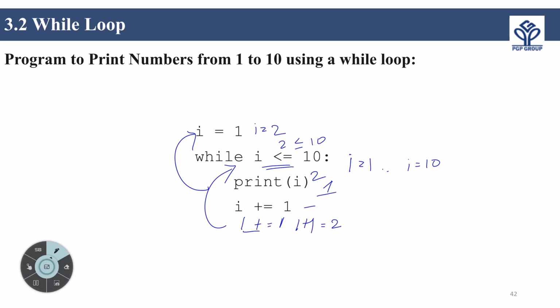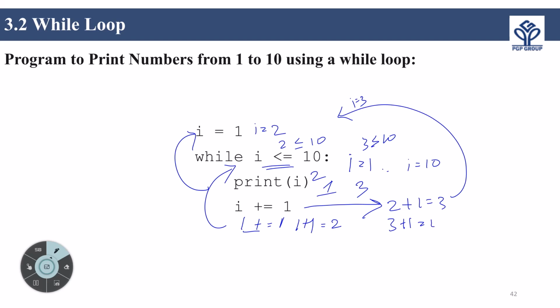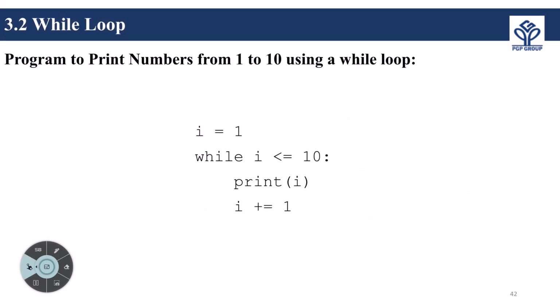2, this side updated, 2 plus 1 is equal to 3, so again I is equal to 3, check 3 less than or equal to 10, print 3, plus 1 is equal to 4, clear. This prints numbers from 1 to 10 using a while loop, okay. Suppose I is equal to 11, 11 less than or equal to 10, the condition is false, so exit the loop.